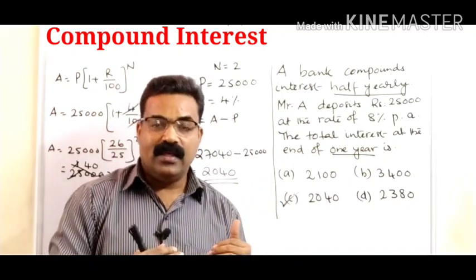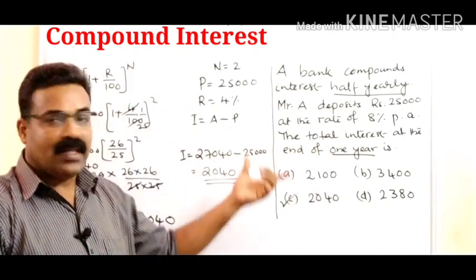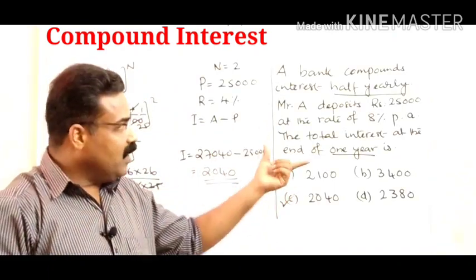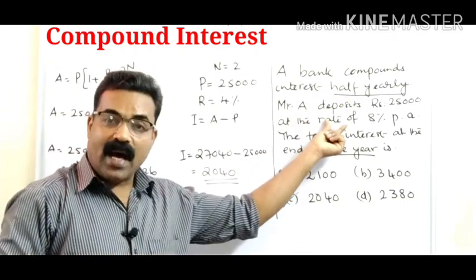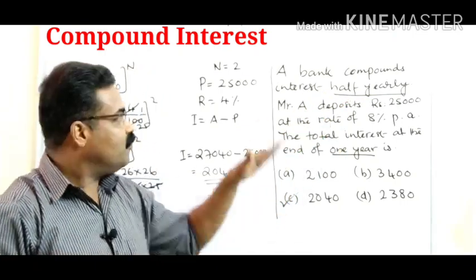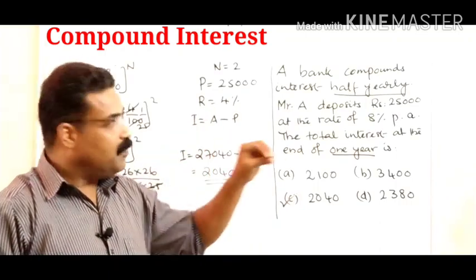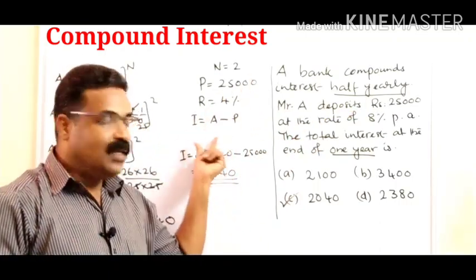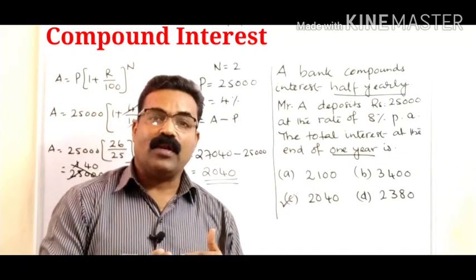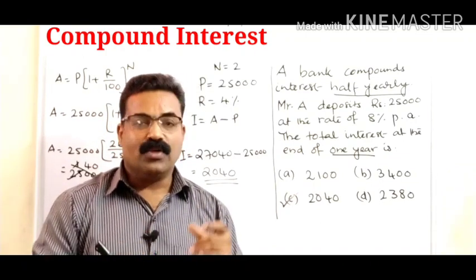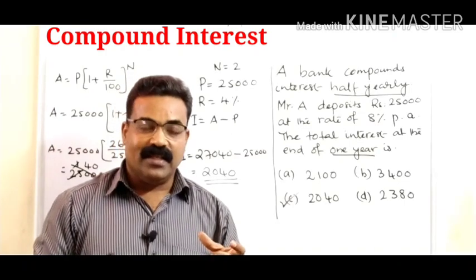For calculating interest, first we write the information given in the question. After reading the question, we came to know that it is half yearly and the interest is given as 8% per annum, so we have to make it half, 4%. And P is given as 25,000. I is given by the formula A minus P. We need to calculate A first, then subtract P, and you will get I. Isn't it? So please note it.